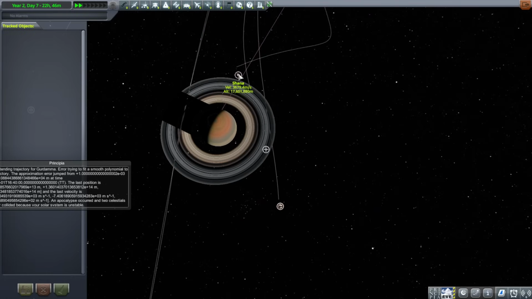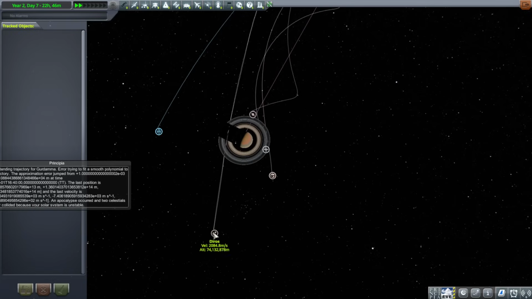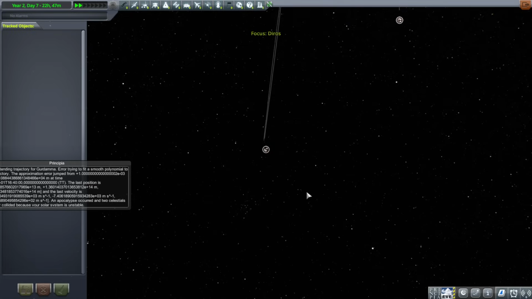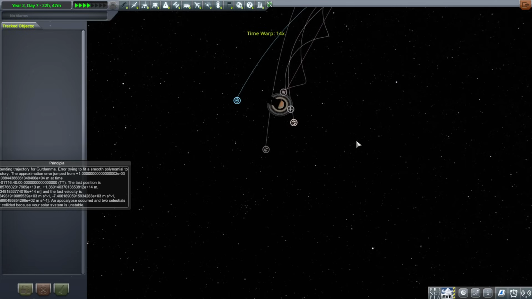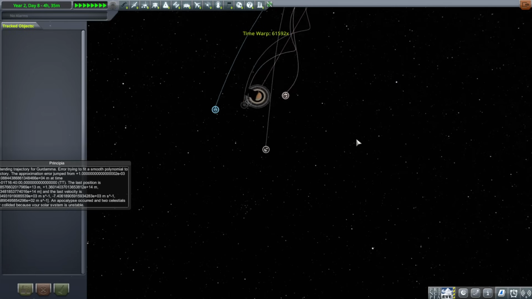Nodge, Shana, Clyde, Deros. Merbal has ended up there. Deros still has its moon. So that's pretty good. But let's take a look at how it's going here by time warping.